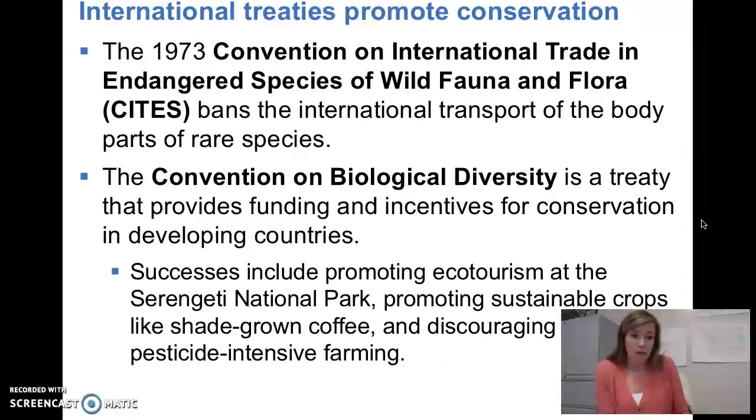So that's what happens in the U.S., the ESA, but then there are also international efforts working for conservation. These are treaties that were facilitated by the UN, the United Nations. In 1973, the same year as the ESA, the Convention on International Trade in Endangered Species of Wild Fauna and Flora, which is called CITES, banned the international transport of body parts of rare species. We talked about this briefly with the elephant tusks, so it's kind of the same thing. The international transport of body parts of rare species is not allowed. Their 1990 ban on ivory was their biggest accomplishment so far.